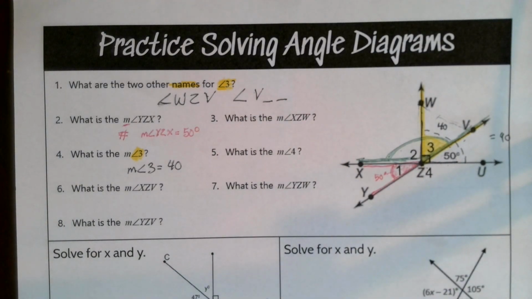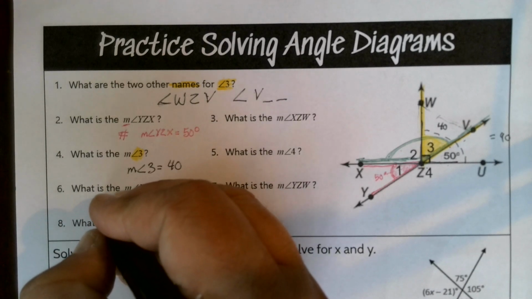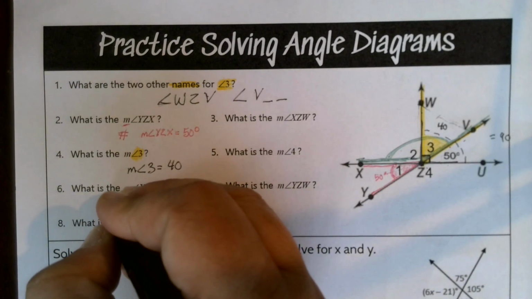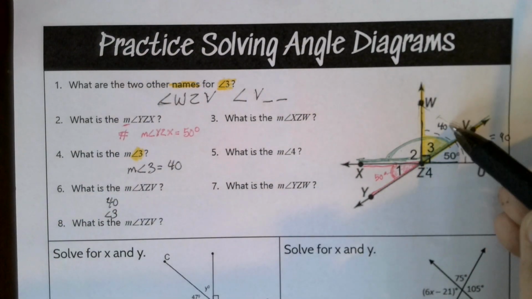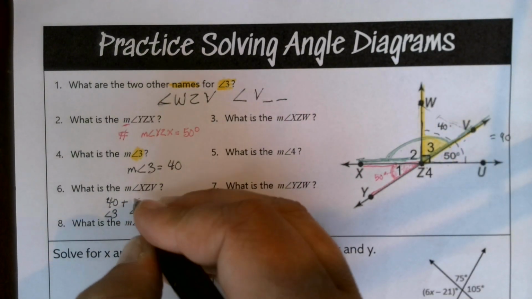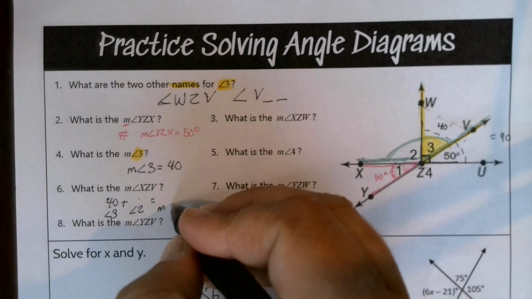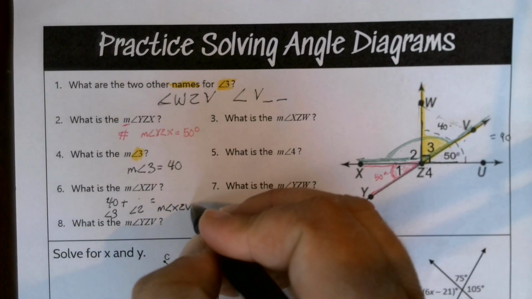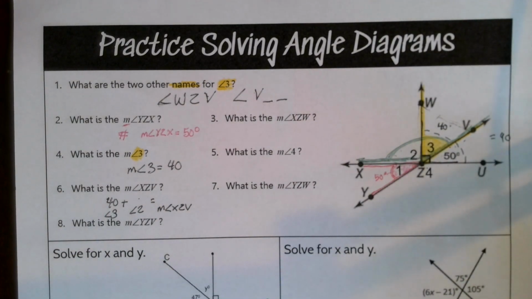Right? So we know that this angle is angle 3, which is 9, which we already found was 40 degrees. Right? This is angle 3, and it's 40. Now we need to know how much angle 2 is. And that will tell us how much the measure of angle XZV is, the whole thing together.